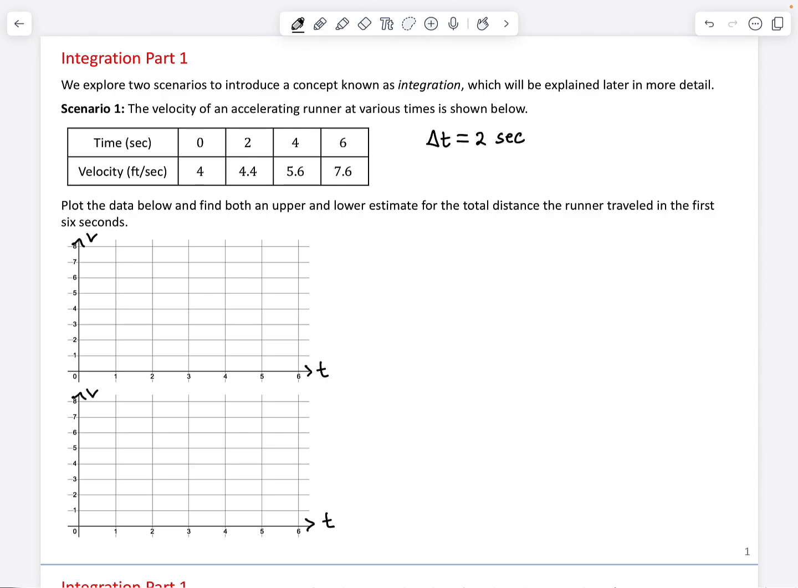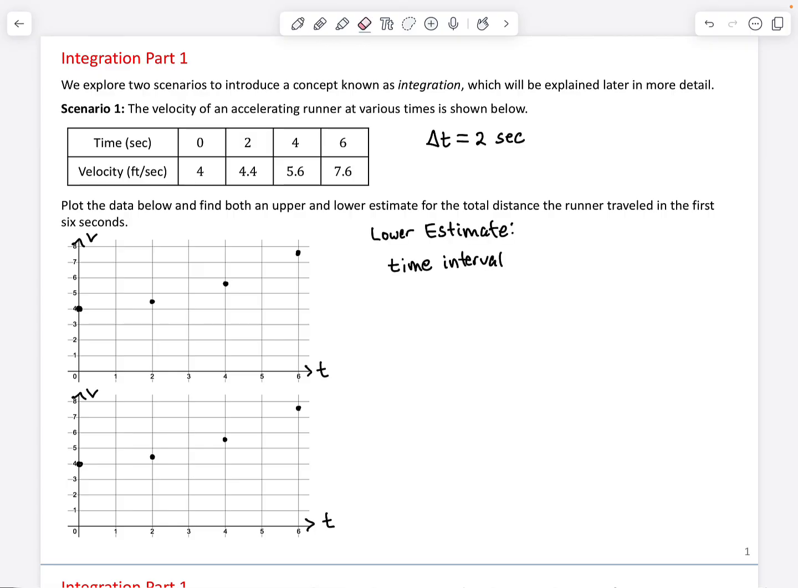When time is 0, velocity was 4, giving us these 2 points. At time 2, velocity is 4.4. Time 4, velocity is 5.6. And at time 6, the velocity is 7.6. We will proceed with finding a lower estimate for the total distance the runner traveled.